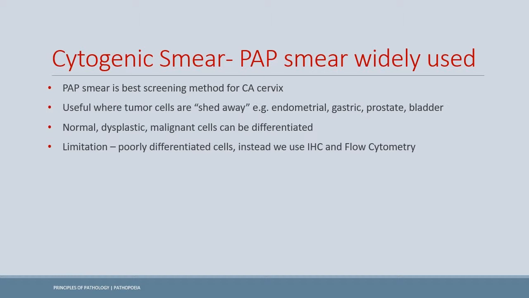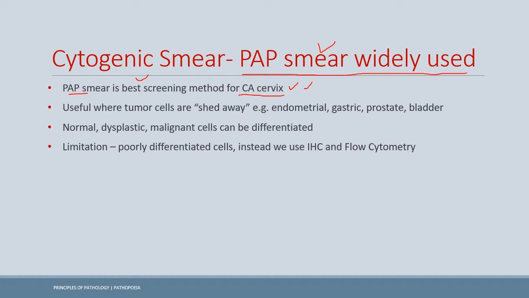Okay, cytologic smear. Now, the pap smear is widely used in case of CA cervix as a screening method, and this method is so efficient that it has reduced the cases of CA cervix remarkably. It's one of the best screening methods, and it helps to diagnose cervical cancer early, even before it has metastasized or has invaded. So this is one important takeaway point.